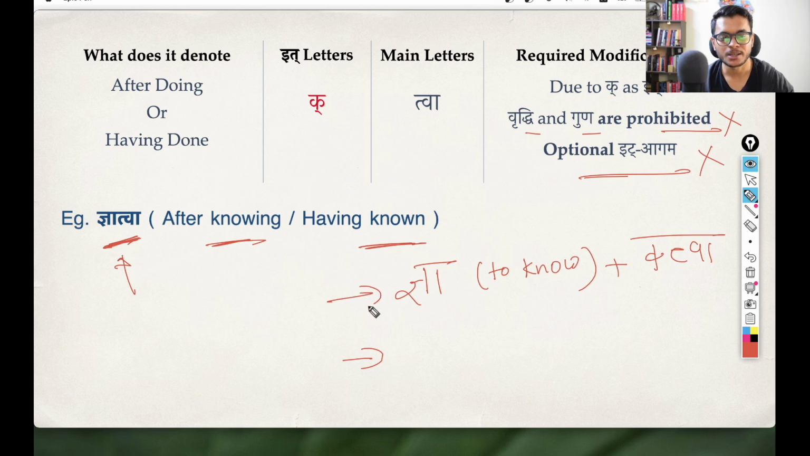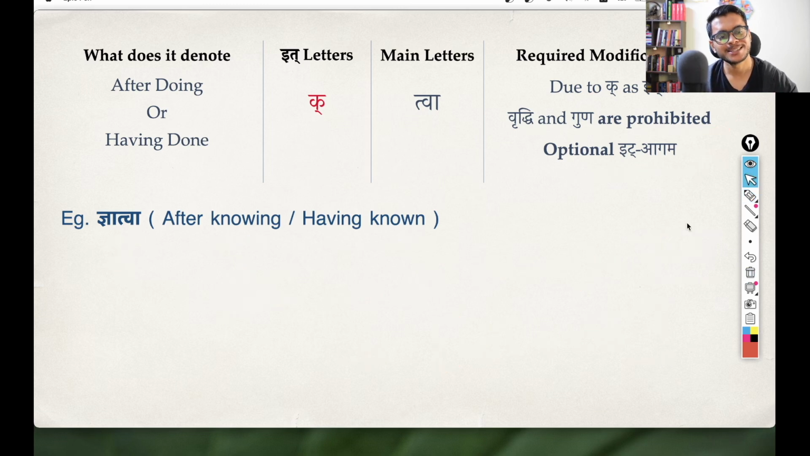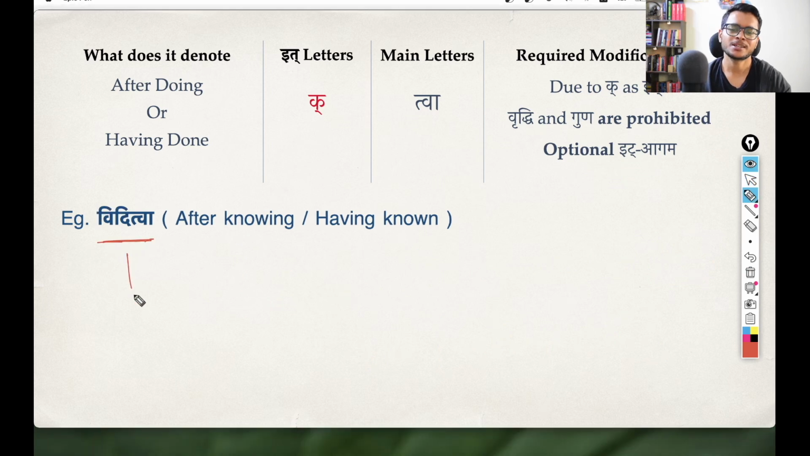Why? Because this jna dhatu is an anit dhatu. Okay. So we are simply going to combine jna and from twa we get twa. And we get this pada jnatva, after knowing, having known. Okay, in that sense. So an easy example. So now let us see another example, viditva. And see, viditva also means after knowing, having known.